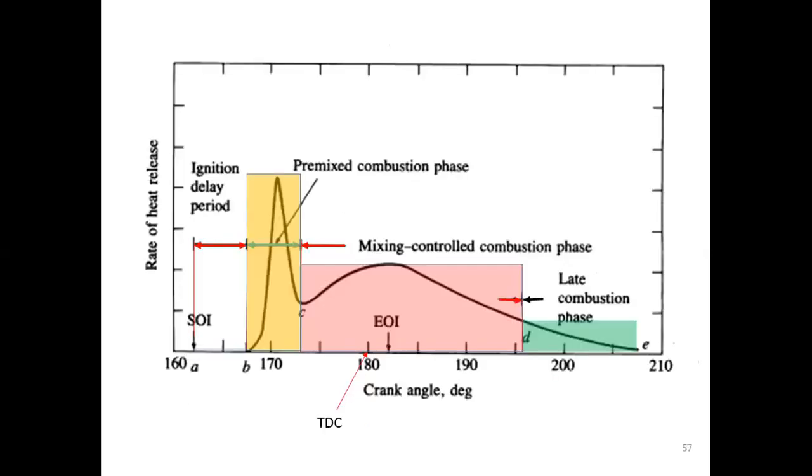Okay, so overall, this is what you see if you make a plot between the rate of heat release and the crank angle. Remember, this is the plot of the rate of heat release, not the pressure. It starts from here, the start of injection. You don't see any heat release here, so this is called the ignition delay period, until combustion happens and you come into the premix combustion phase here.